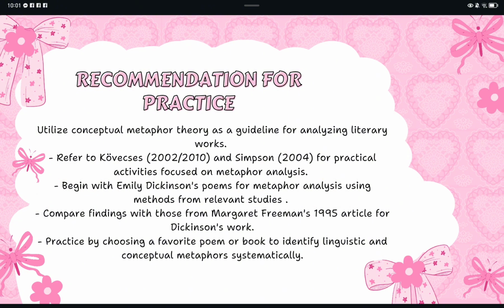In Margaret Freeman's 1995 article on Dickinson's work, compare your analysis with her findings and also identify similarities and differences. So lastly is practice by choosing a favorite poem or book to identify linguistic and conceptual metaphors systematically, and also analyze their underlying meanings and implications.